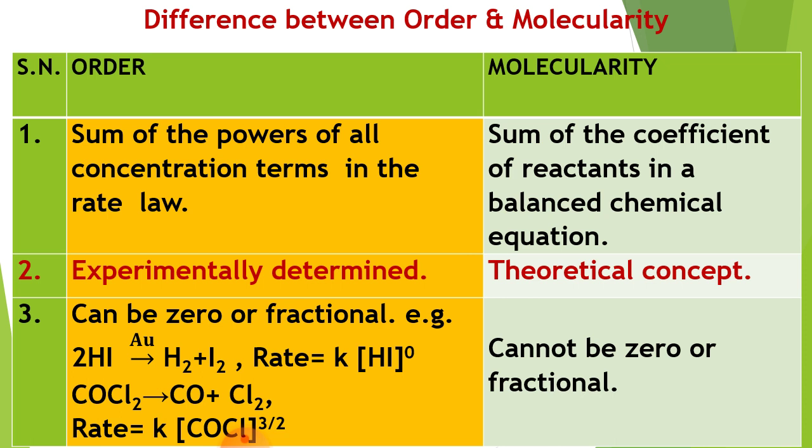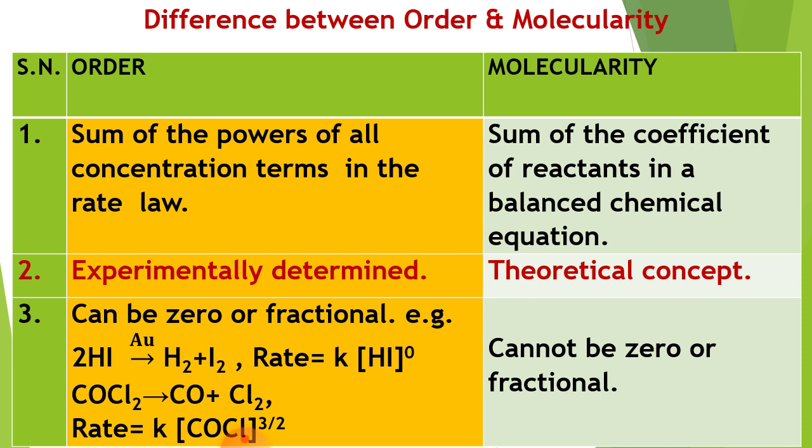Now, difference between order and molecularity. This is also very important for the board examinations. Many times this type of question may be asked: write one difference between the order and molecularity of a reaction. The first difference: order is the sum of the powers of all the concentration terms in the rate law, but molecularity is the sum of the coefficients of the reactants in the balanced chemical equation. So how many molecules take part? This gives molecularity. Second, order is an experimentally determined quantity, but molecularity is a theoretical concept.